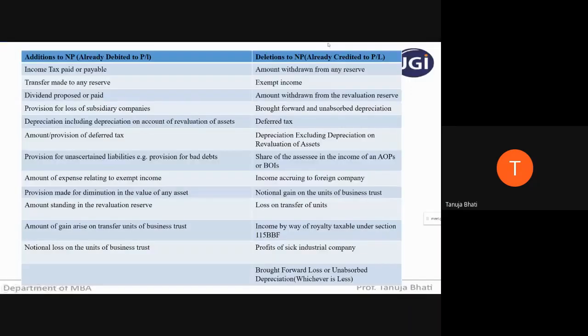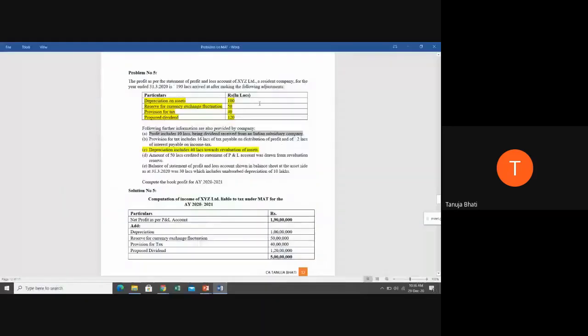See, students, number one, deductions from net profit. In that, you have exempt income. So here, dividend, whatever you're receiving from an Indian subsidiary company, as you know, it is an exempt income. So 10 lakhs, you're going to minus it from your book profit, net profit. Next, provision for tax is 16 lakhs, which includes dividend distribution tax of 2 lakhs and interest.